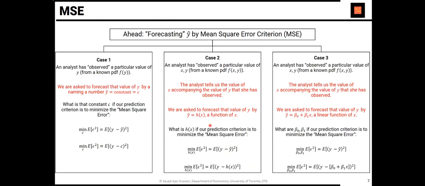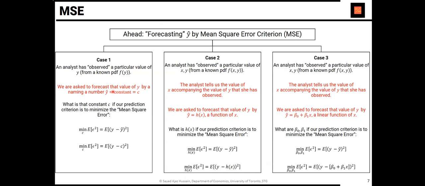I'll do this by three cases, progressively harder and harder. Your job is to forecast y hat. In case number one, you should pay attention to what information I'm giving you and what I'm asking you to do. Some analyst has observed a particular value of y from a PDF of y. This could be normal, this could be any of the PDFs that you've seen so far. She doesn't tell you what she has observed. Your job is to guess that value of y or forecast the value of y.